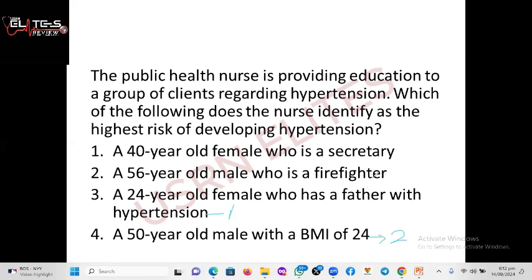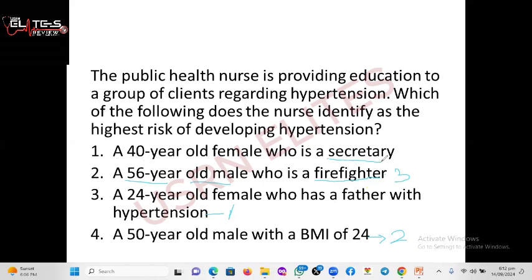A 56-year-old is a risk factor, so 1 here. The male is a risk factor, 2. The firefighter is a strenuous work, so 3. He gets 3. Okay, so option 1, secretary is a risk factor, so 1.